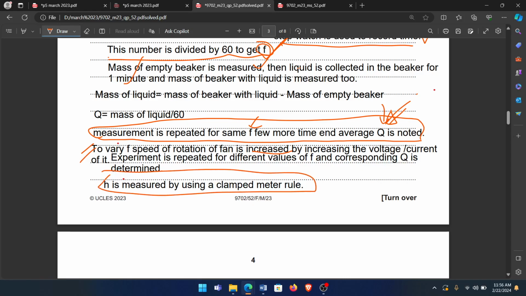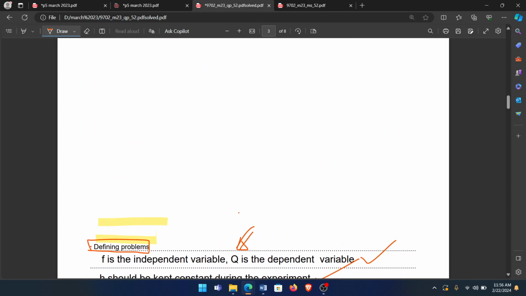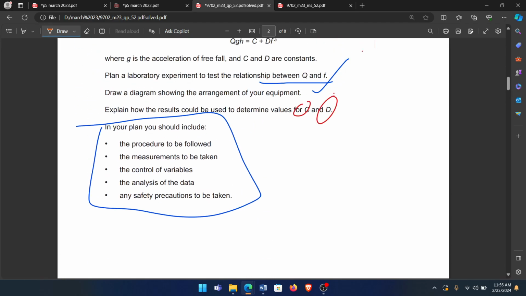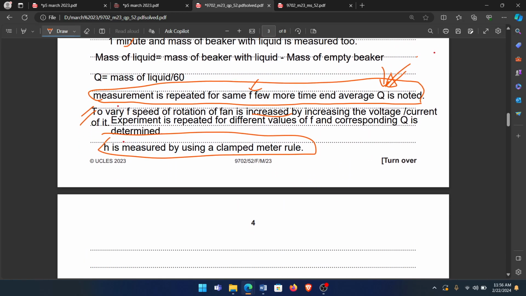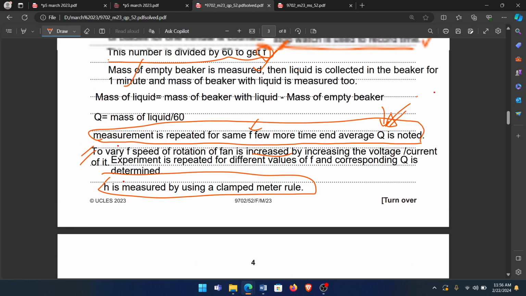Look, for every constant factor, there should be a single measurement. There is a demand also on how to determine C and D. For this part also the value of H is needed. If it is not needed, in that case also you should record a single measurement. So H is measured by using a clamp meter rule. Clamp meter rule is there, right?